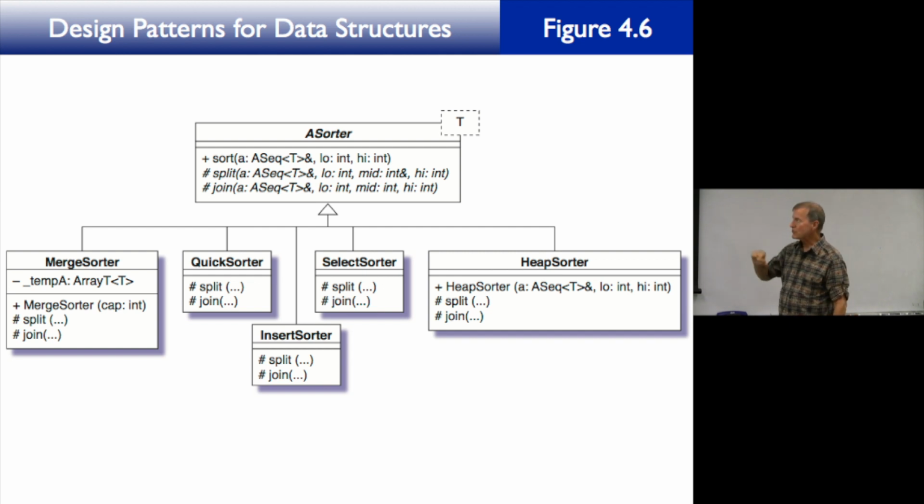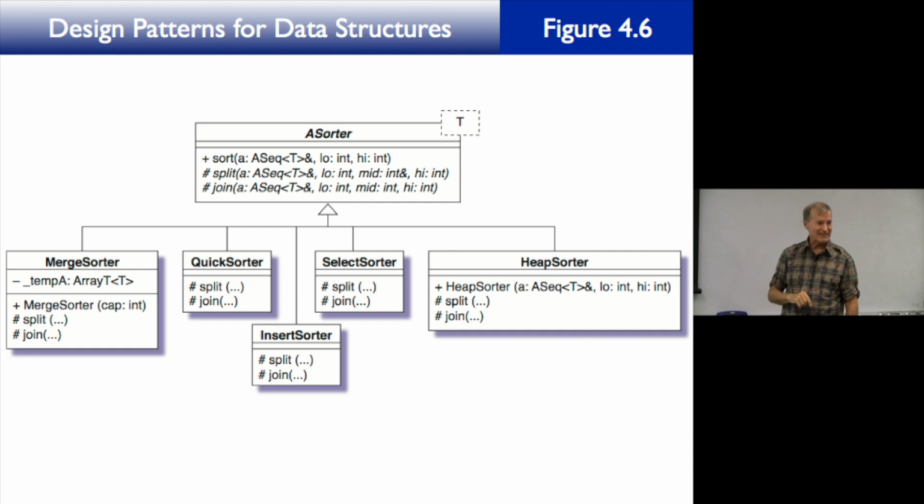So what do you suppose A sorter stands for? Abstract sorter. So we have an abstract sorter, and what operations do we have in this abstract sorter? Sort, split, and join. And do you remember what we said about the font being slanted and not being slanted? Slanted means not defined there. It's abstract. And so which ones are abstract? The split and the join. But which one's concrete? The sort. Because why? Because we're going to actually do that in a sorter, because that's the same for everybody.